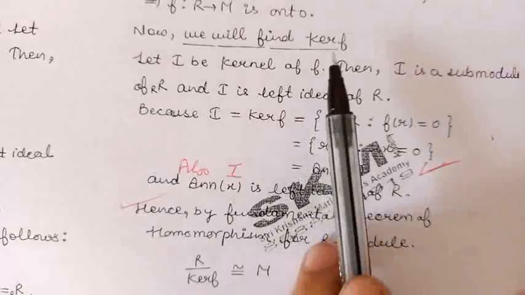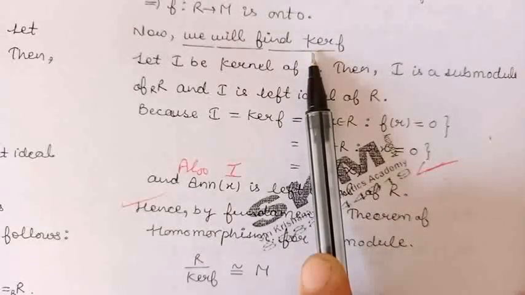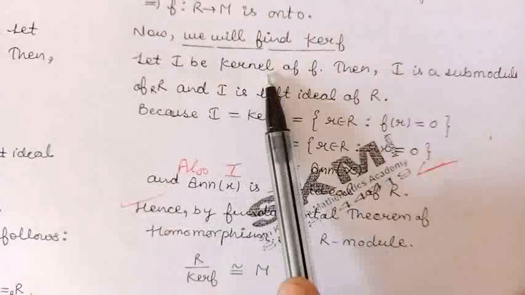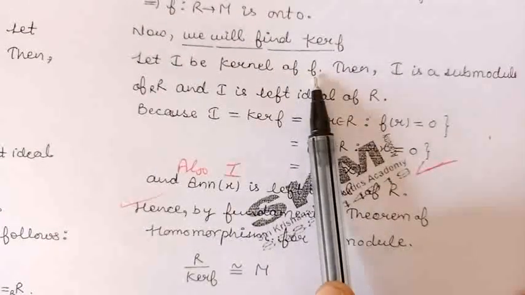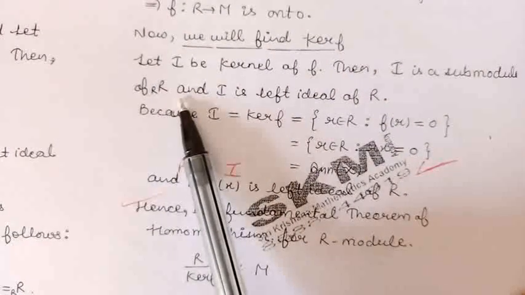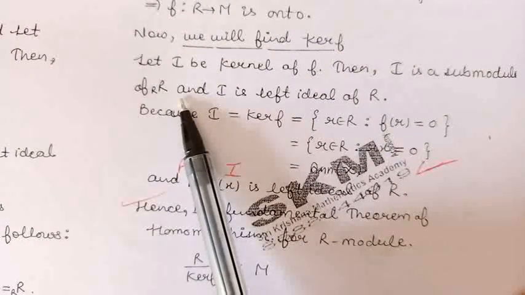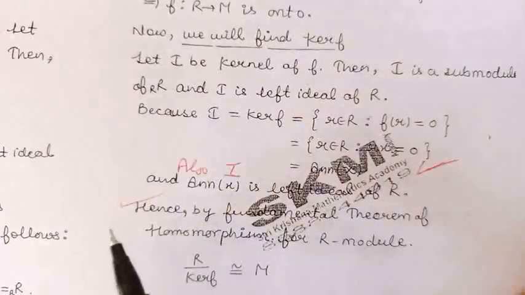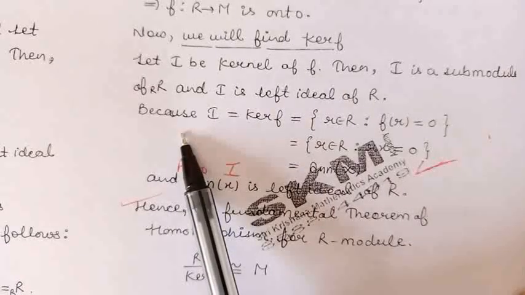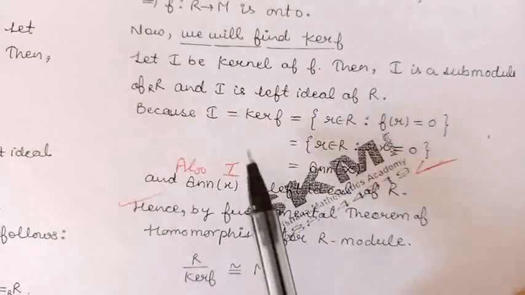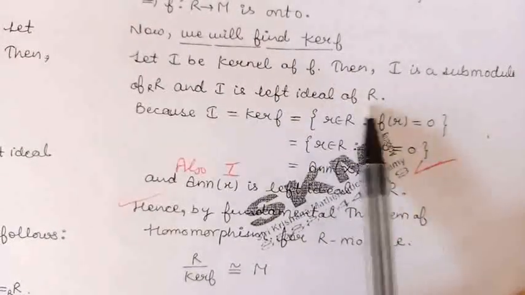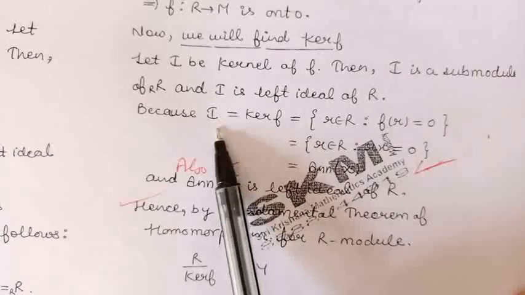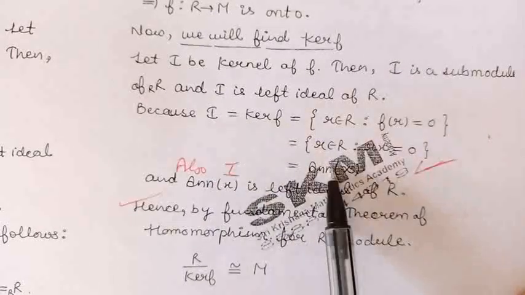Now let us find the kernel of this homomorphism. Let I be the kernel of this homomorphism. By definition, the kernel is a submodule of R, and because I is a left ideal of ring R, and we already discussed that the annihilator of an element is a left ideal of ring R, so we have obtained I is a left ideal of ring R because I is the annihilator of x, as shown.